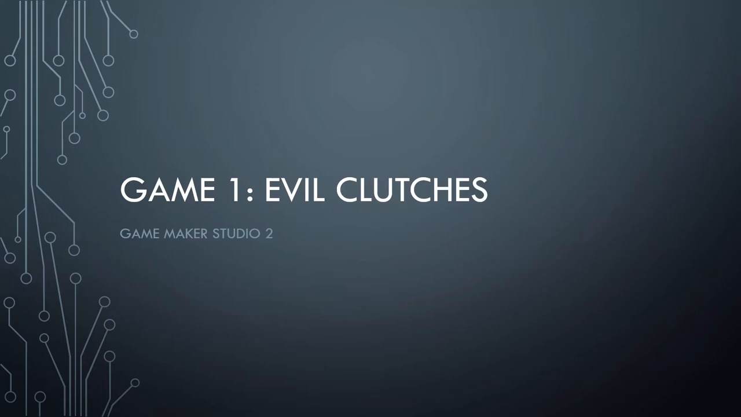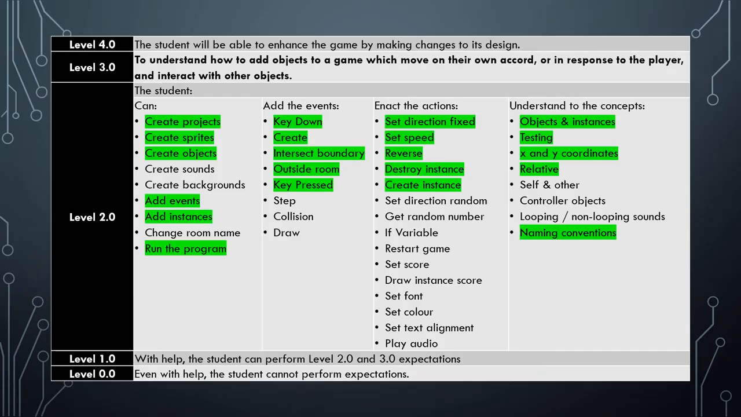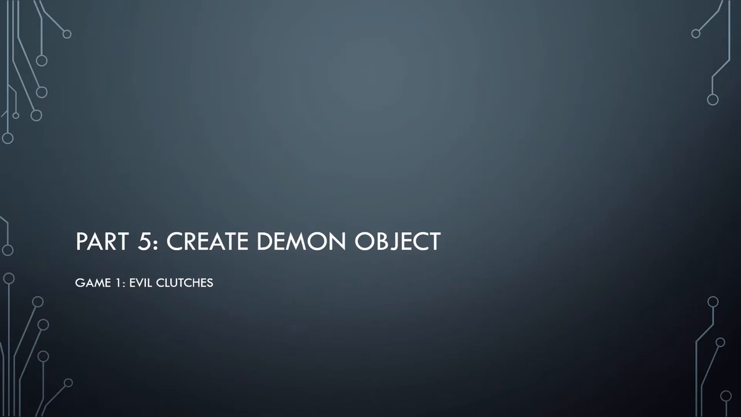Welcome to the fifth video in the Evil Clutches tutorial series, where we're learning to use GameMaker Studio 2. As you can see, so far we've made some really good headway into our level 3 goal of understanding how to add objects to a game, which move on their own accord or in response to the player and interact with other objects. And so far, all the stuff highlighted there we've covered in our previous videos. In this video, we're going to be focusing on creating the demon object.